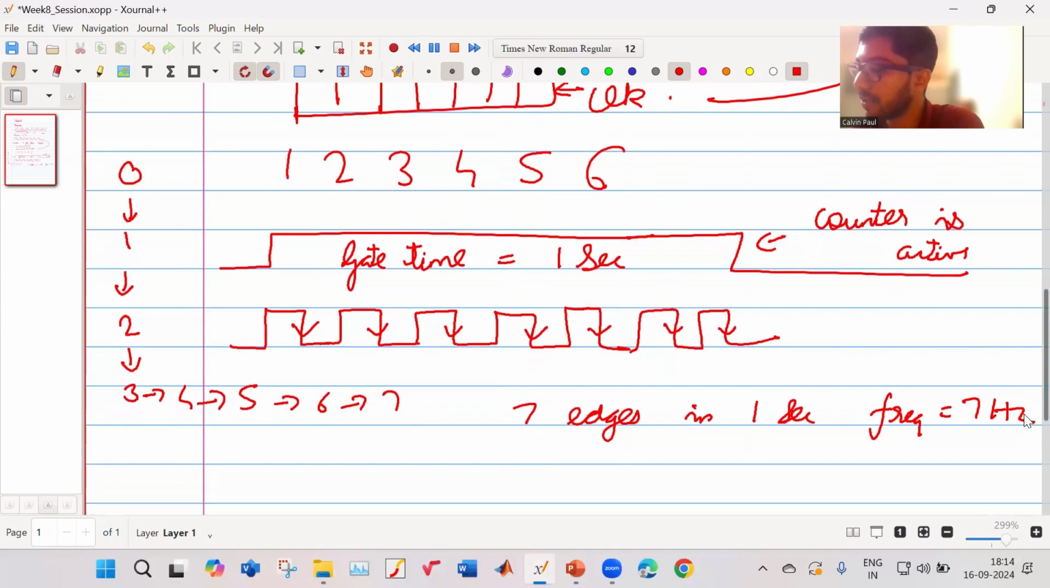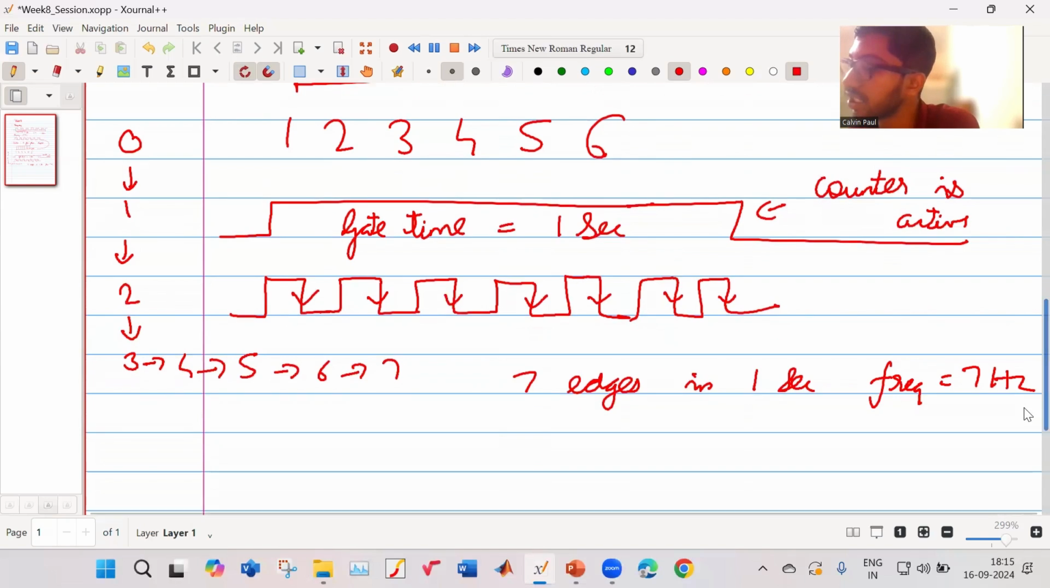So in this way, in some particular time frame which we have selected, we are enabling the counter at that time, and we are counting the number of falling edges or the number of rising edges, depending on what we want to consider. Based on that, we will tell what the frequency is.